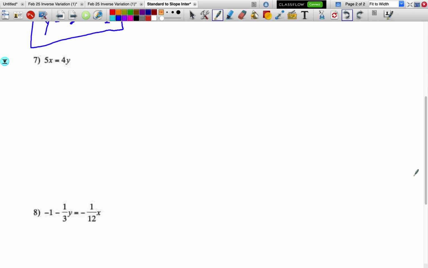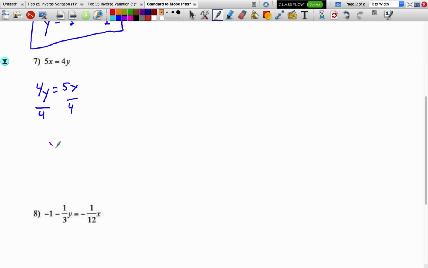All right, number 7, I want to get the y by itself, so I'm going to subtract 5x. Well, actually, you know what I'm going to do is I'm just going to completely flip around this fraction. So I'm going to have it be 4y equals 5x. Then I'm going to divide everything by 4. And I get y equals 5 over 4x. The b value is 0, and we don't need to write it.